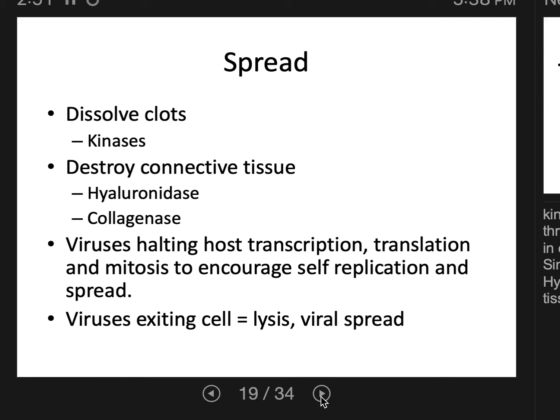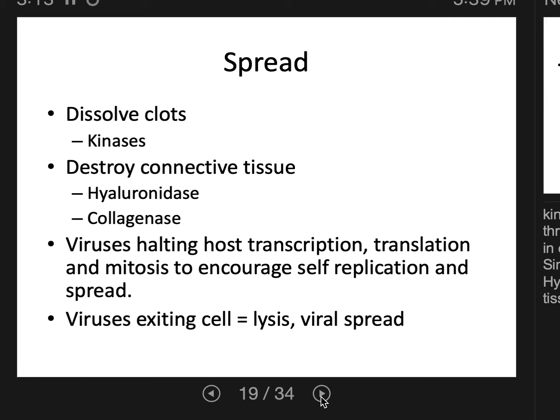Also, if you already have an infection in your body, your immune system will create blood clots around the infection to contain it so it doesn't spread. But again, through the use of kinases, some bacteria can break down those clots and spread. Destroying connective tissue. So there's two enzymes that can destroy connective tissue that we'll talk about, hyaluronidase and collagenase.